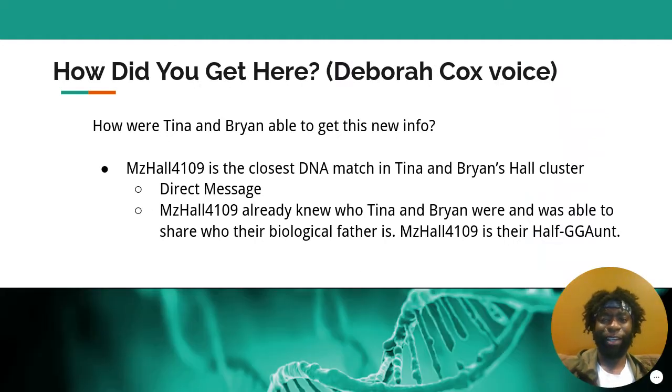So how did they get here? Well, Tina and Brian, as I mentioned, were able to get this new information because in the last presentation, they didn't have full confirmation of who their parents were. They were able to reach out to Miss Hall 4109, who was their closest DNA match in their Hall cluster. They were able to direct message Miss Hall, and Miss Hall, in fact, already knew how Tina and Brian fit into the larger tree, so she was able to provide them with information and confirm who their biological father is. It just so turns out that Miss Hall 4109 is their half great-grandaunt.